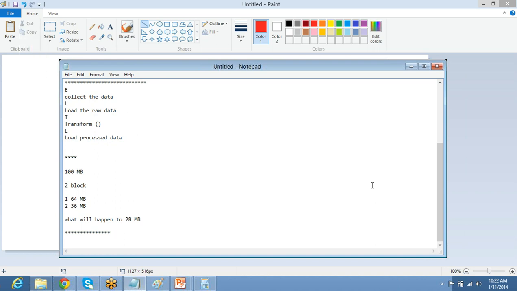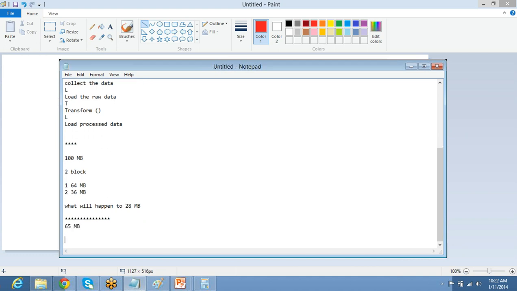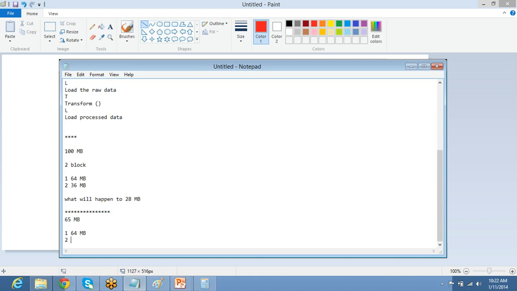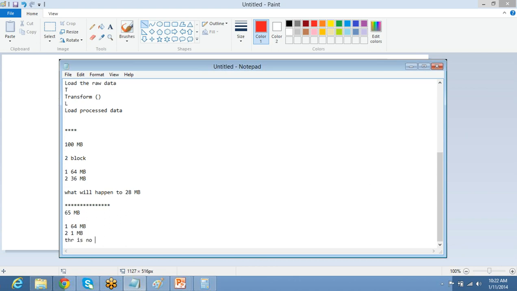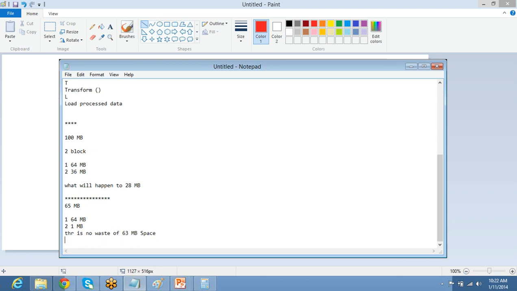So guys, there won't be any wastage of space. Suppose you are storing, instead of 100 MB, let's take the example of 65 MB only. There is one block of 64 MB and the second block will be of 1 MB only. So there is no waste of 63 MB space. Your second block size will be 1 MB only, so that 63 MB is reserved. There is no waste of this 63 MB. Perfectly explained by Prince.